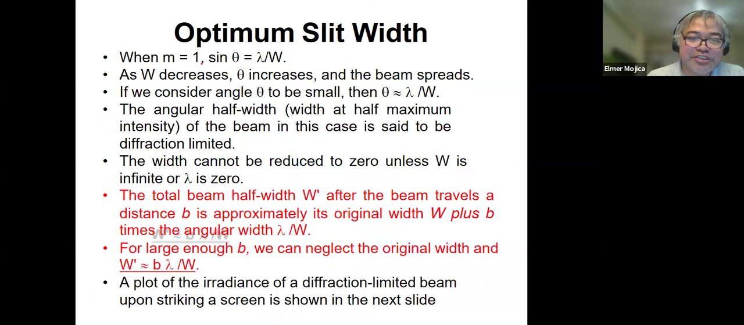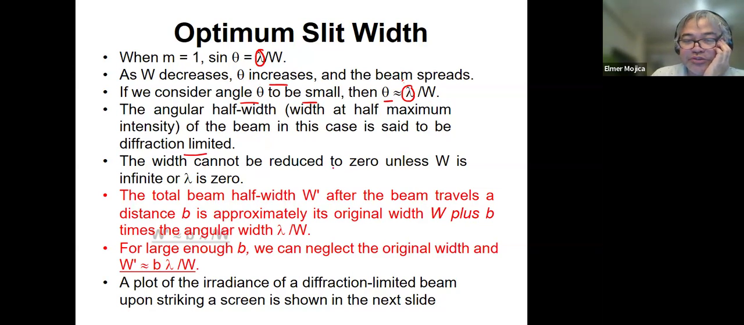So when m equals 1, sine theta equals lambda, or wavelength, over the width. As the width W decreases, your angle theta increases and the beam spreads. If we consider the angle to be small, then the angle should be the wavelength divided by the width. What we have here is the angular half width, or width at half maximum intensity of the beam. In this case, it is said to be diffraction limited.